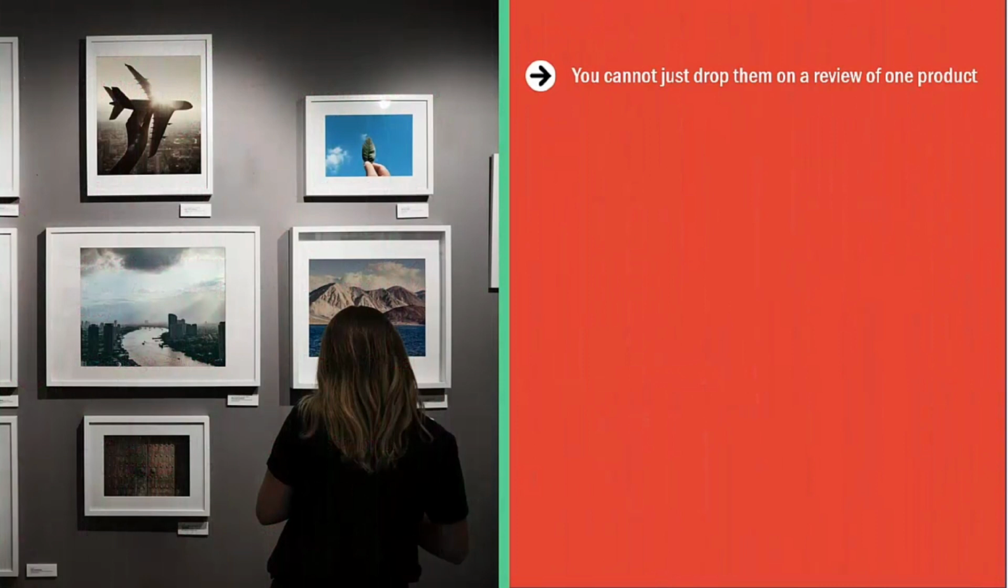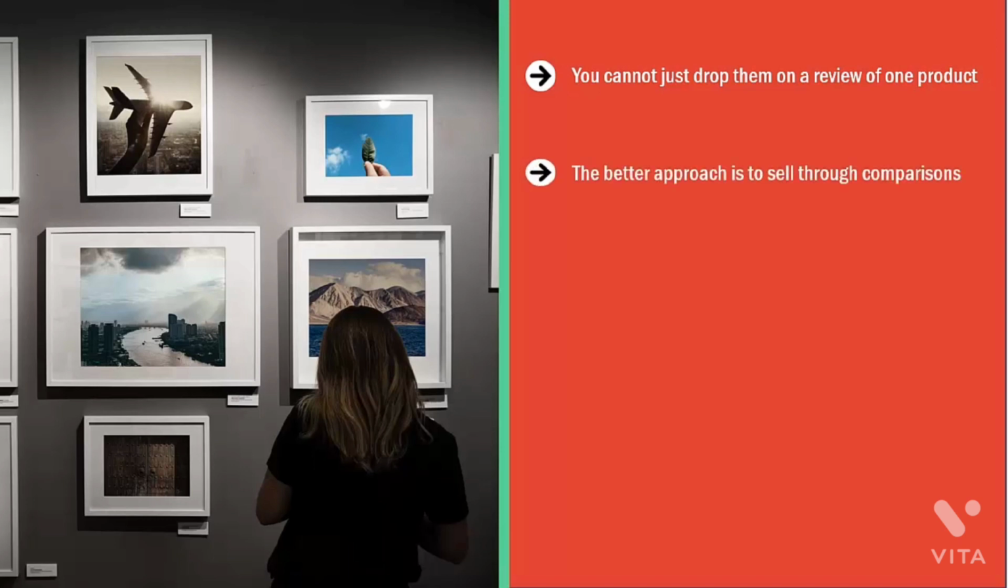You cannot just drop them on a review of one product. If you do that, you are dropping the ball. You really are. It becomes abundantly obvious that you went through all this time and bother trying to convince them to buy one product and one product alone. The better approach is to sell through comparisons.